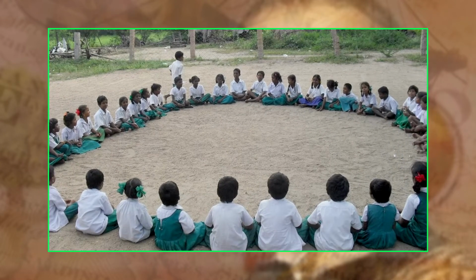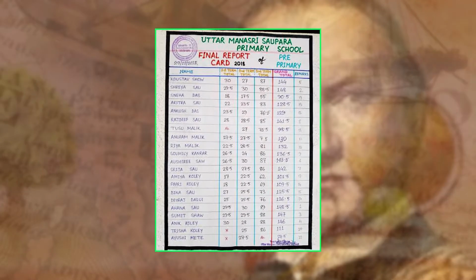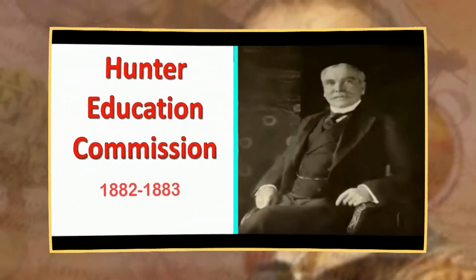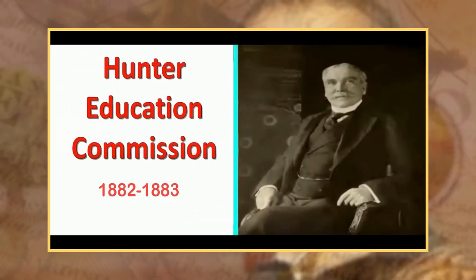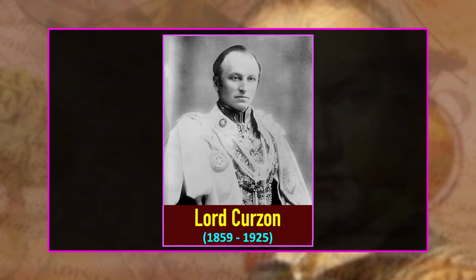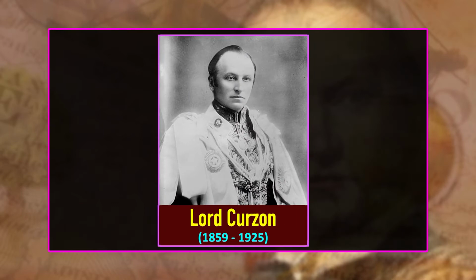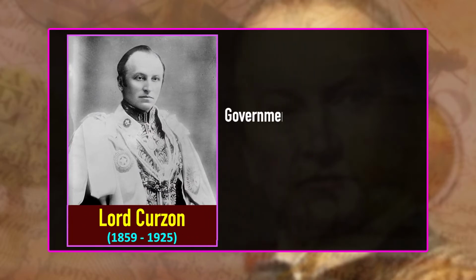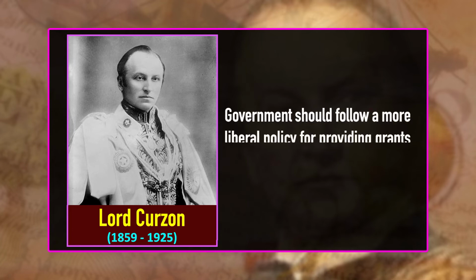Lord Curzon stopped the system of aiding primary schools on the basis of examination results, that is, payment by results, as was introduced by the Hunter Commission, 1882. Due to this system, primary education failed to develop substantially. Curzon introduced more scientific methods of paying grant in aid and suggested that the government should follow a more liberal policy for providing grants to primary schools.